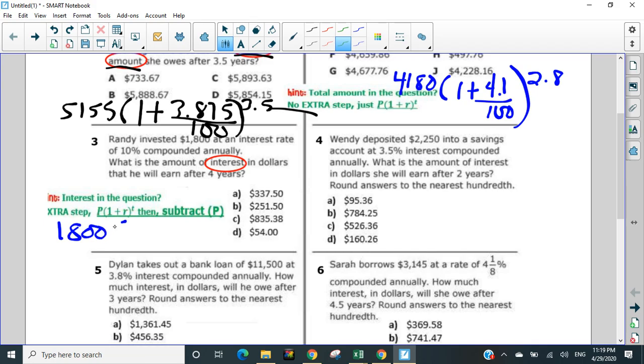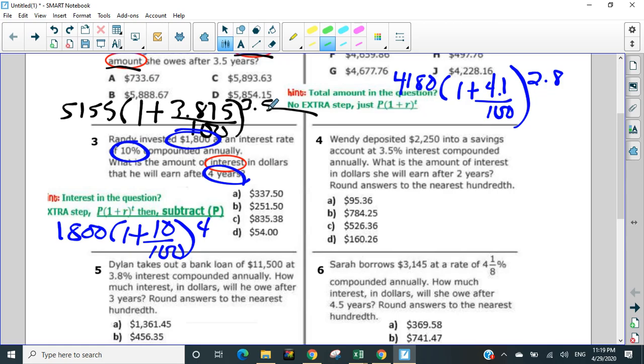1,800, right? 1 plus 10 out of 100 to the 4th power. But because it says interest, we're going to have to do an extra step at the end. So whatever answer you get, again, you're going to have to subtract the 1,800.